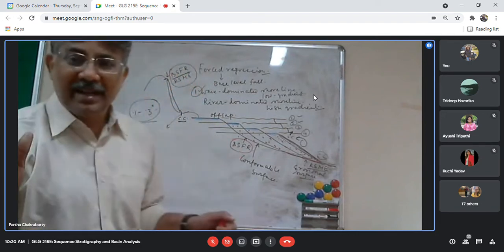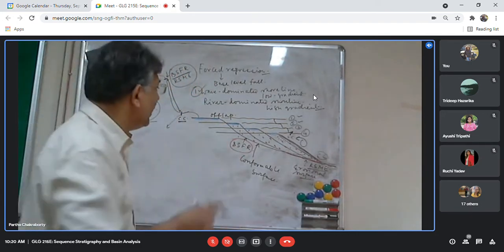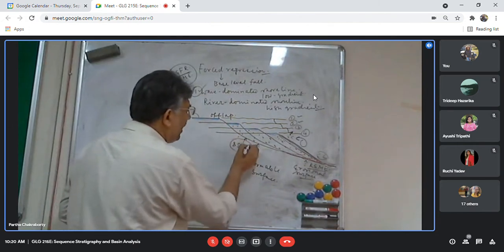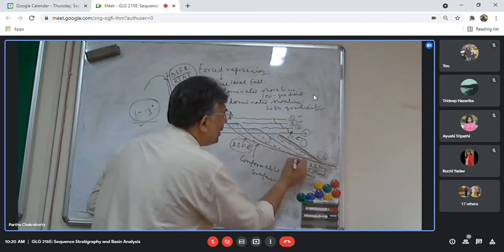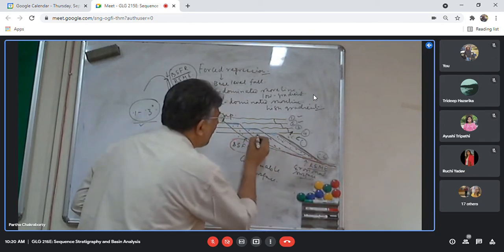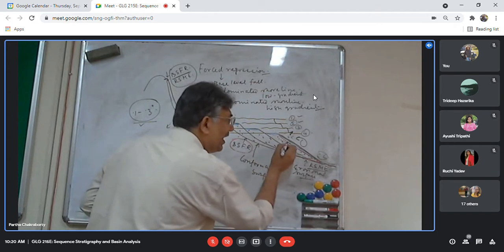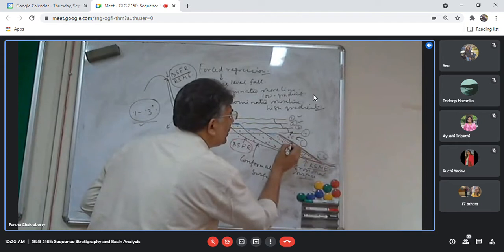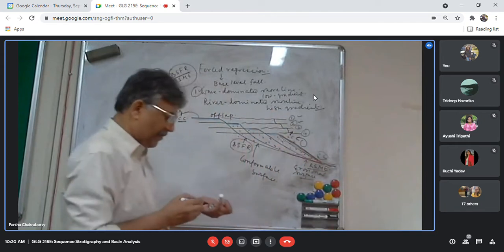But theoretically, I am saying theoretically, the fall starts at BSFR, and in the process of fall, the RSME is generated. Above the BSFR and RSME, the post-regressive product will lie, and the topmost surface of the regressive product is what we refer to as the correlative conformity.